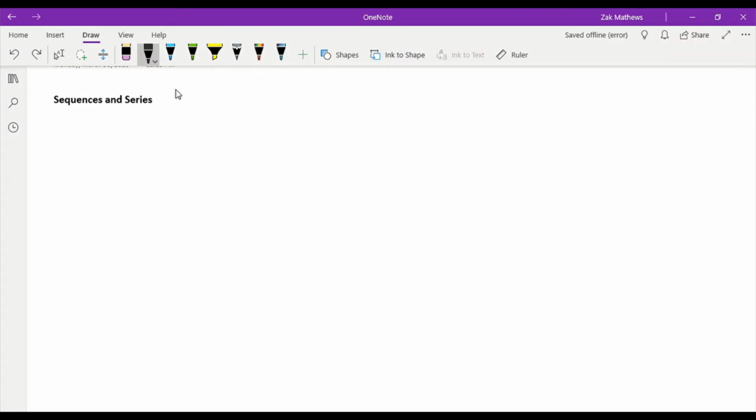In this video, I want to look at sequences and series. Let's start by taking a look at sequences. I really want to emphasize that there is a difference between these two things. So sequences are just lists of numbers.